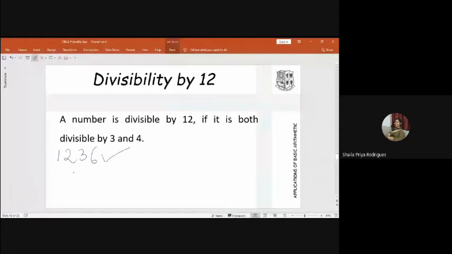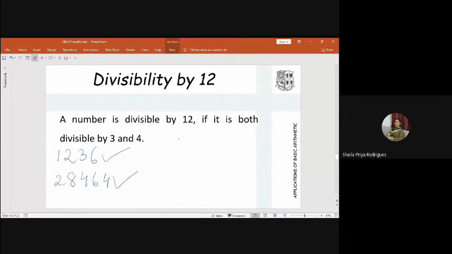Give me more. 2, 8, 4, 6, 4. 64 is divisible by 4. Check the sum now. 10, 20, 24. 24 is divisible by 3. Both divisible by 3 and 4, hence divisible by 12.